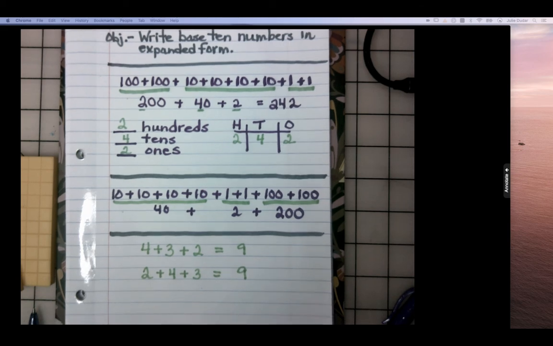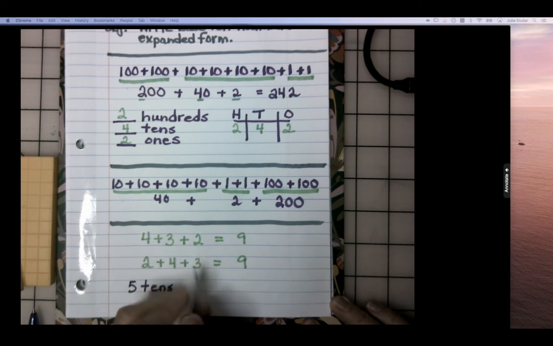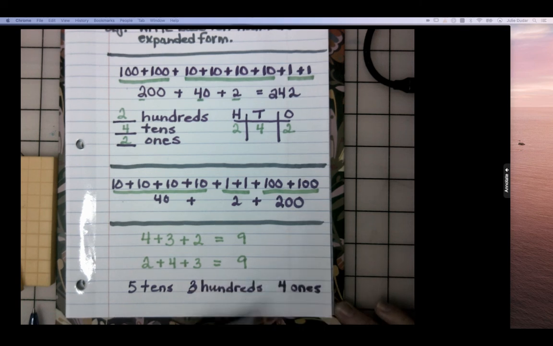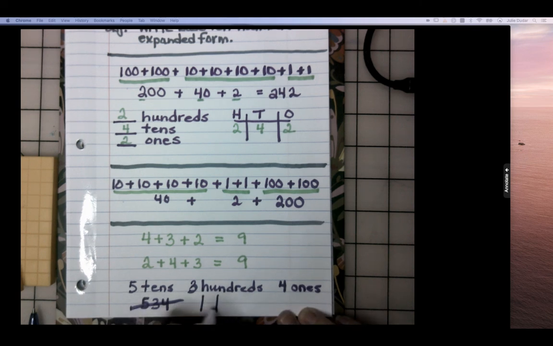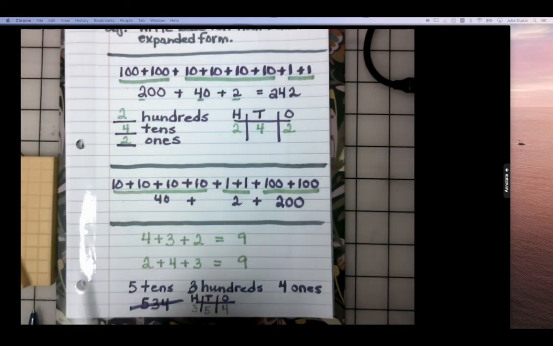So be very careful when you're adding numbers and you notice that it might say 5 tens, 3 hundreds, and 4 ones. It would not be okay to say that's 534. That's not okay because it's 5 tens, 3 hundreds, 4 ones. So you can always draw a hundreds, tens, and ones chart and plug in the numbers that way. 3 hundreds, 5 tens, 4 ones. So a good strategy is to draw a hundreds, tens, and ones chart and plug the numbers in the correct place.